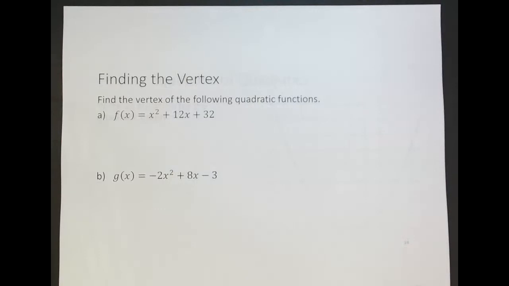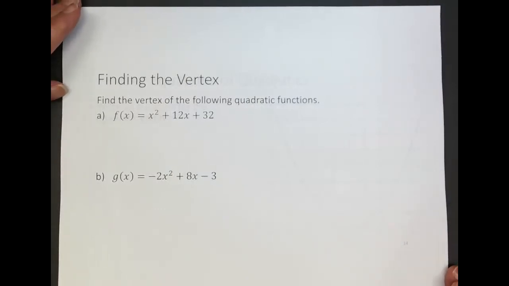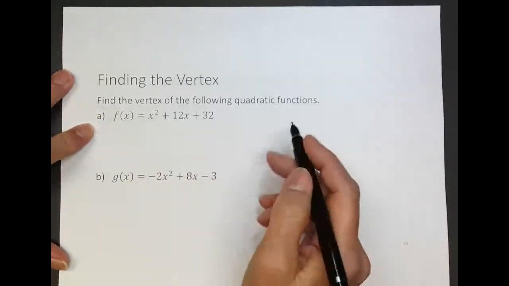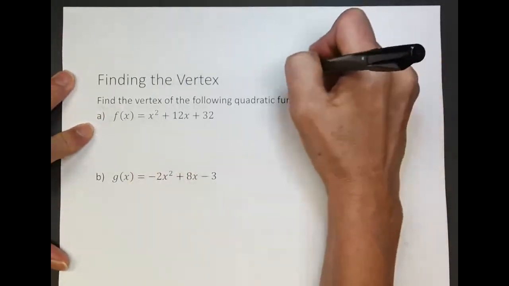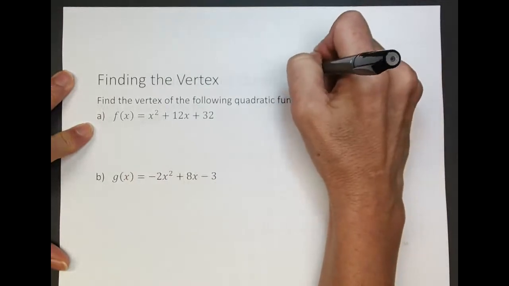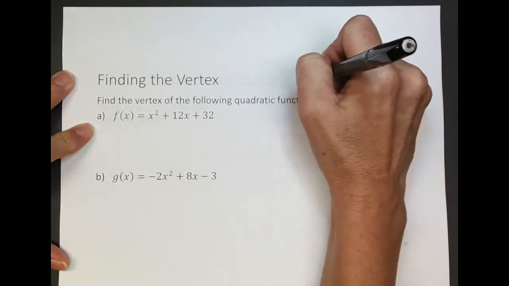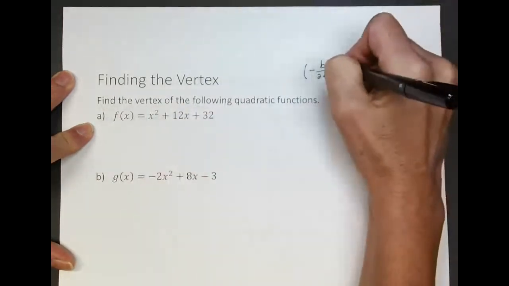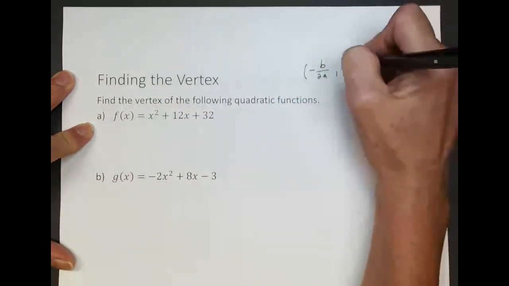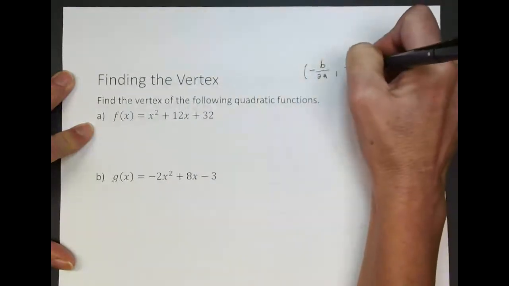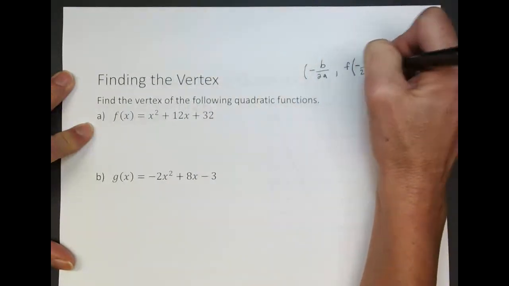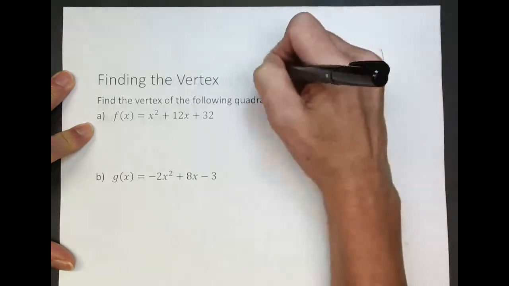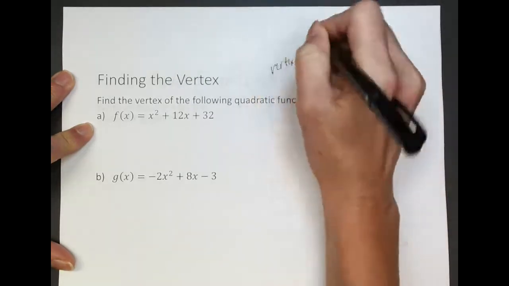Let's look at some examples of finding the vertex. Here we have a couple of quadratic functions in their standard form. All right, so to find the vertex from standard form, the x coordinate of the vertex is negative b over 2a. The y coordinate of that vertex, we're just going to plug that value into the function and calculate it. So it'd be f of negative b over 2a. All right, so that's the vertex. Let's go ahead and find it.